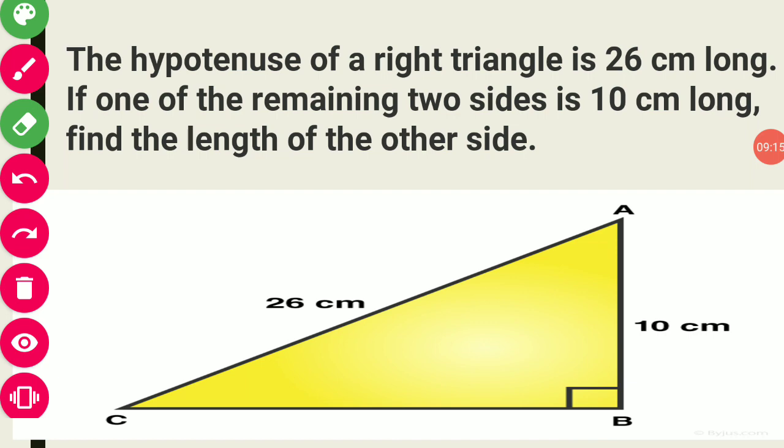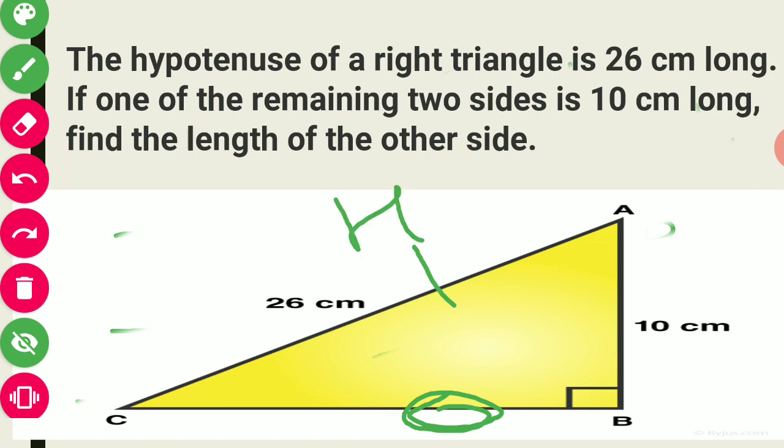Now the next question is, the hypotenuse of a right angle triangle is 26 centimeter long. If one of the remaining two sides is 10 centimeter long, you have to find the length of the other side. So you have to find out the length of this side. So the hypotenuse is given here and the perpendicular is given to you, and you have to calculate the base here.